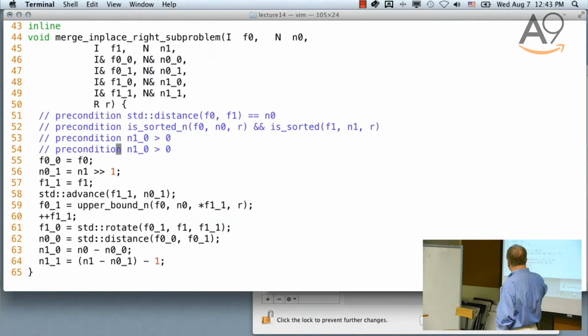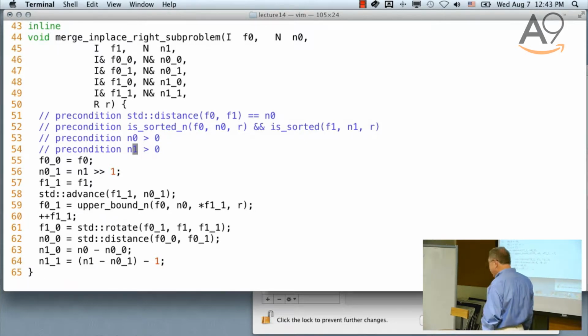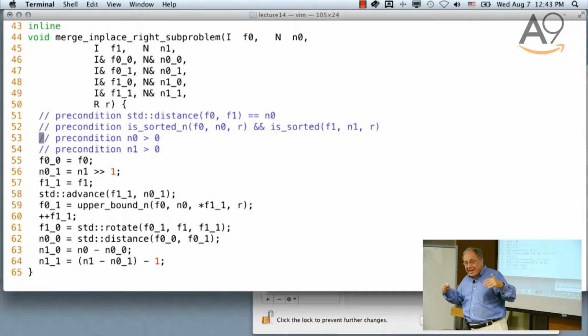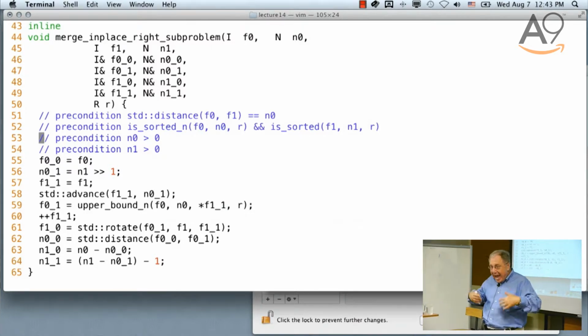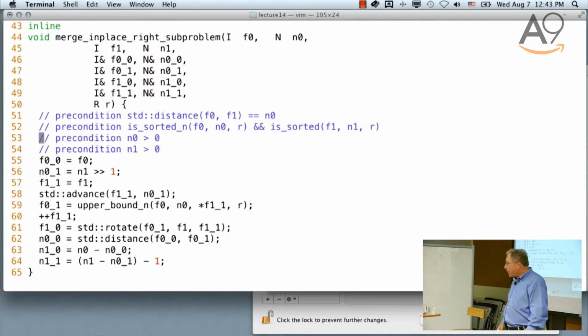No. N0 and N1. N0, the first two guys, the input ranges, N0 and then N1, like that. Because the other guys are out parameters. We don't have something like Ada, where we can say out. But these are not guys given to us. These are guys which we're going to compute. They're out parameters. Okay.